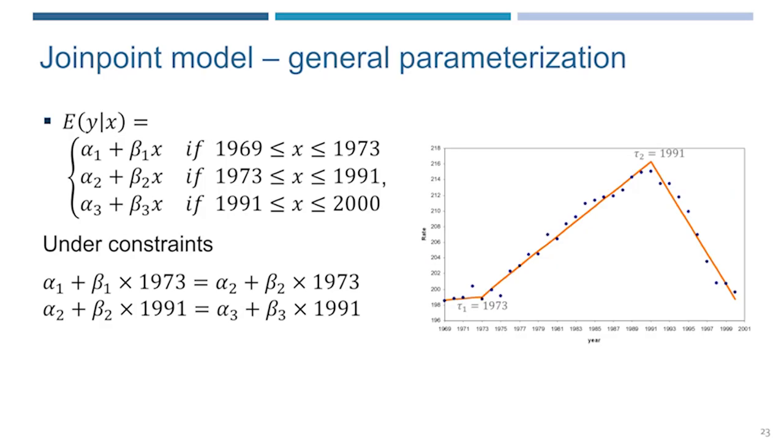At the first joint point, tau 1 at 1973, the constraint is alpha 1 plus beta 1 times 1973 equals alpha 2 plus beta 2 times 1973. At the second joint point, tau 2 at 1991, the constraint is alpha 2 plus beta 2 times 1991 equals alpha 3 plus beta 3 times 1991.